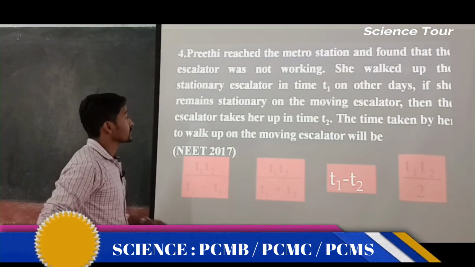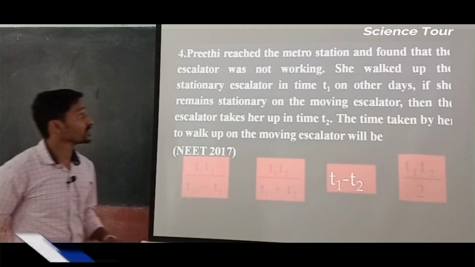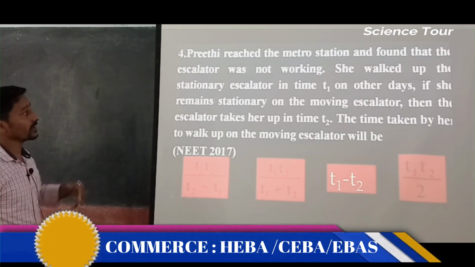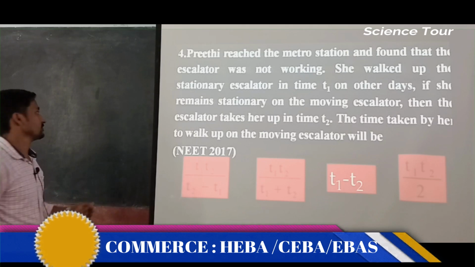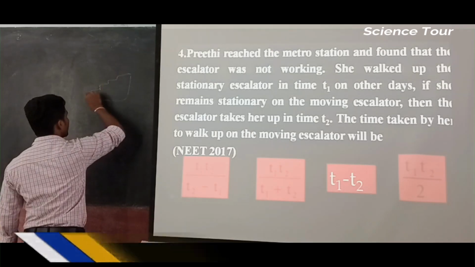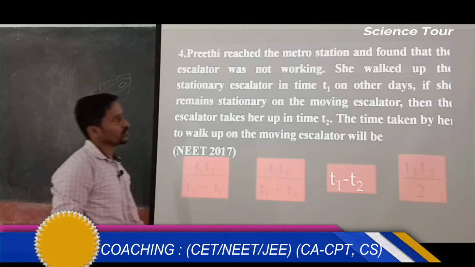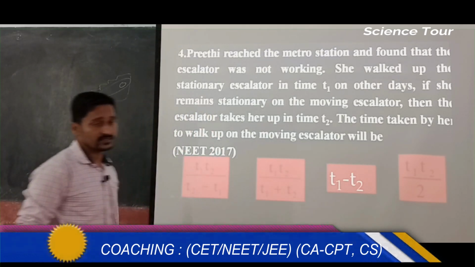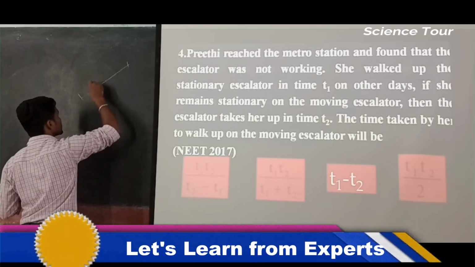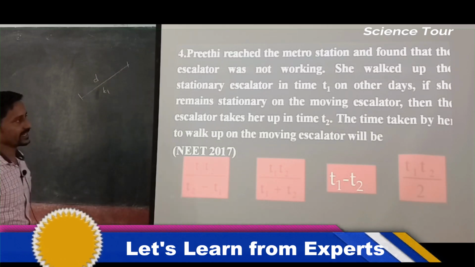So the next question says that Preeti reached the metro station and found that the escalator was not working. She walked up the stationary escalator in time t1. The escalator means what? Not elevator, it is not a lift, it is the moving steps, isn't it? So it was not working, that's why she was walking on it, and she took time t1. So this distance will be the same, no. So this distance she walking on the steps takes t1 time.